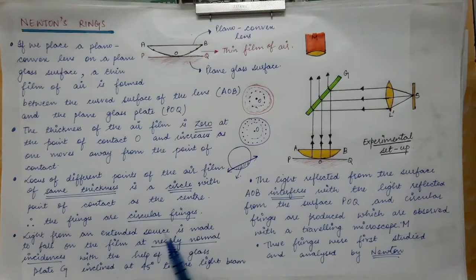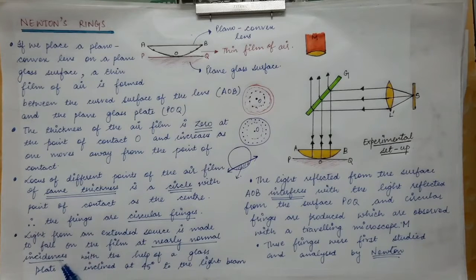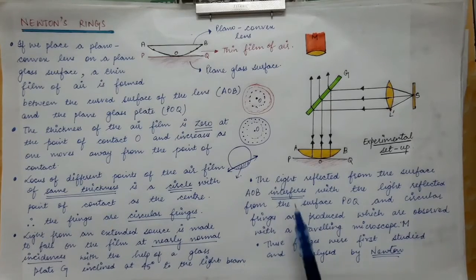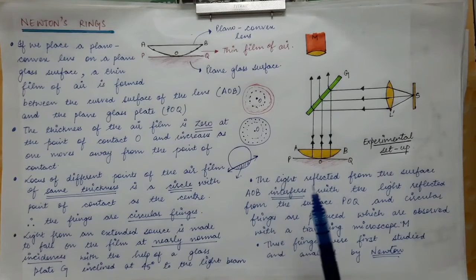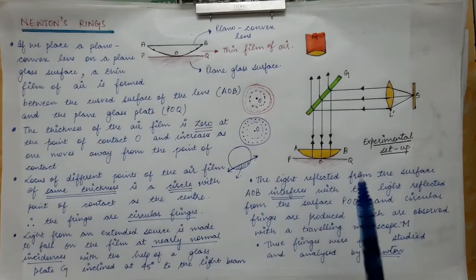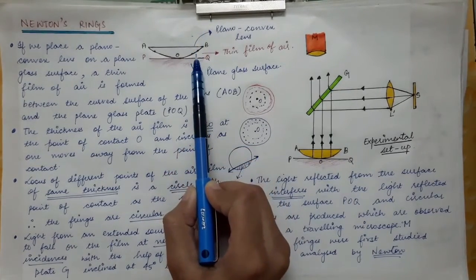So light from an extended source is made to fall on the film at nearly normal incidence with the help of a glass plate G which is inclined at 45 degrees to the light beam. The light reflected from the surface AOB. Now the two reflected lights are obtained in this case. So there is a light which is falling normally on the air film.